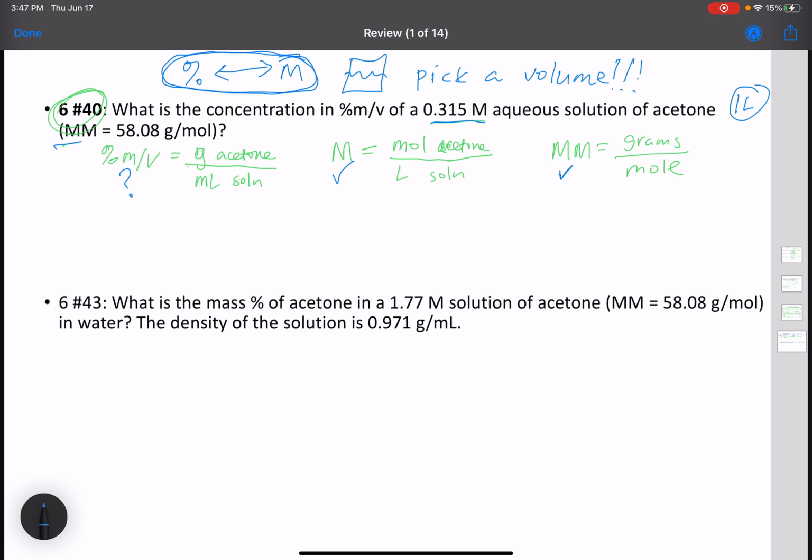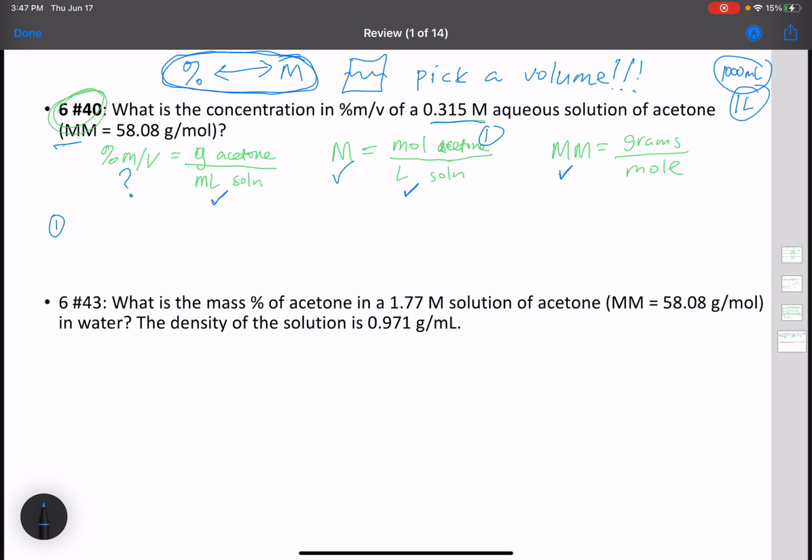So if that's true, then we know this volume and we know this volume. 1 liter is 1,000 milliliters. So we know those. Now we have enough information to solve one of these variables, this one right here, the moles of acetone. So that's the one I'm going to do first.